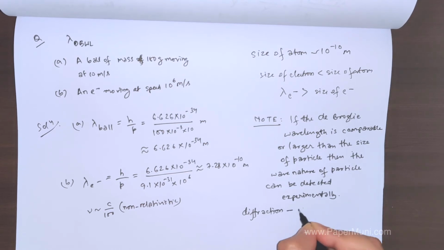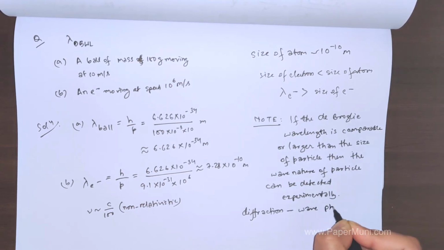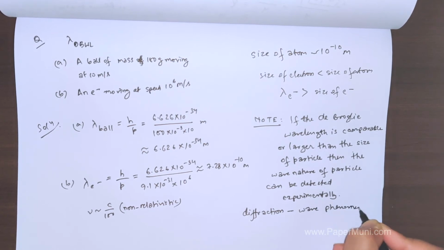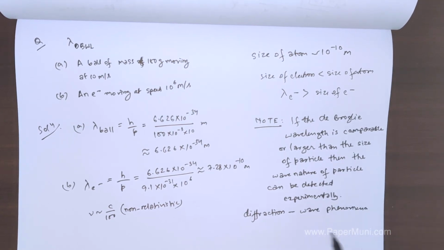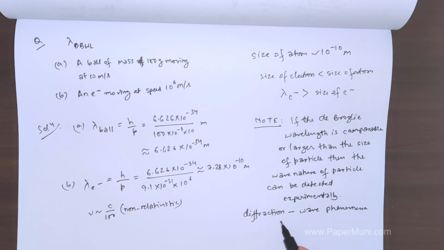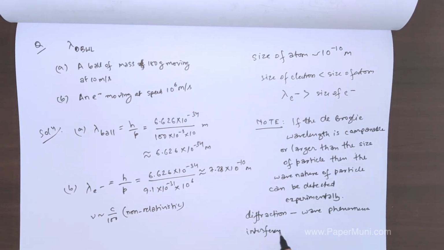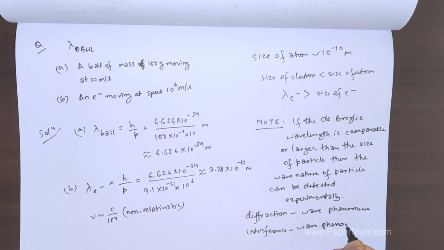Okay, so diffraction is a purely wave phenomenon. Any particle showing diffraction results definitely has wave behavior. Interference is also a pure wave phenomenon, because when I say wave phenomena, that means it can be explained using wave theory only. All right.